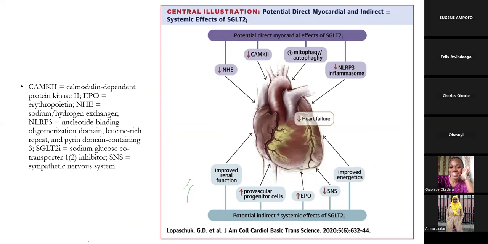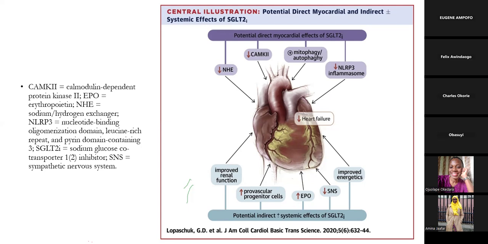Okay, so the effects of SGLT2, and these are known to be the mechanisms that are beneficial to the heart. So they have direct myocardial and indirect systemic effects. So it is postulated that through its effects, it reduces inflammation. There's autophagy, mitophagy is increased, and it decreases this compound, that's the sodium hydrogen exchanger. Okay, and all this contributes to improved heart health.